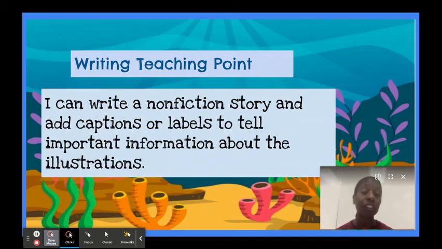So, writing teaching point. I can write a nonfiction story and add captions or labels to tell important information about the illustration. So, scholars, we went through the book Dolphins and we identified the labels and the captions, and we acquired more information by reading the captions and the labels. It told us more. So now you're pulling out your writing from yesterday, or you're starting a new piece of writing. And what you're going to add to your writing is captions and labels.